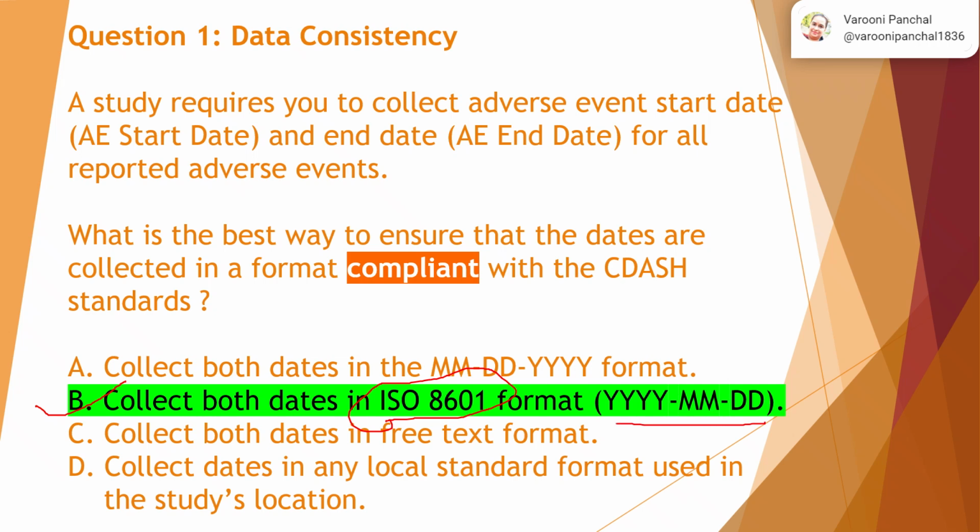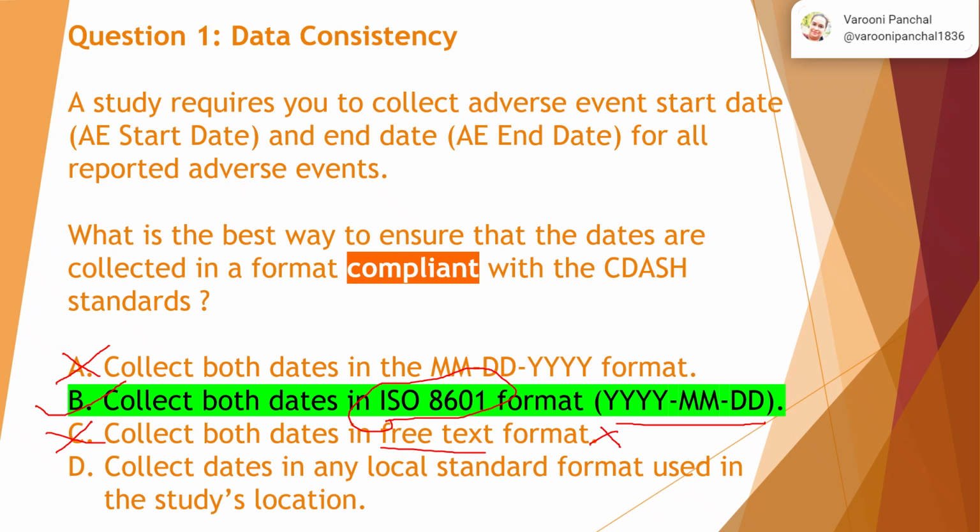Now, for those who do not know the answer, I will try to explain here. Option A says collect both dates in DD-MM-YYYY format. This is not the correct answer because it does not follow the CDASH standards. Option C, collect both dates in free text format, is also not the right answer. The reason is you cannot use free text format in your CDASH standards, right? It does not fall in the CDASH standards.